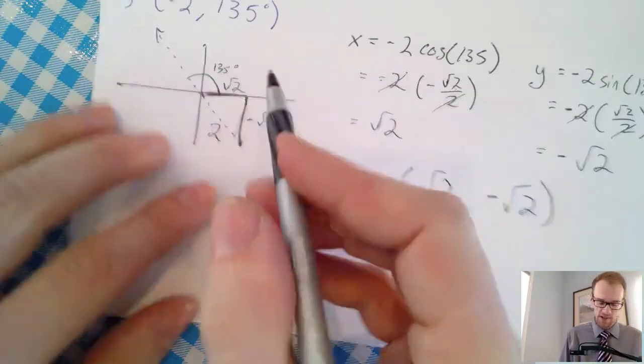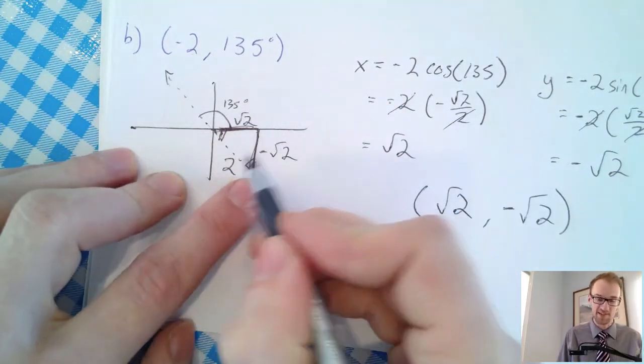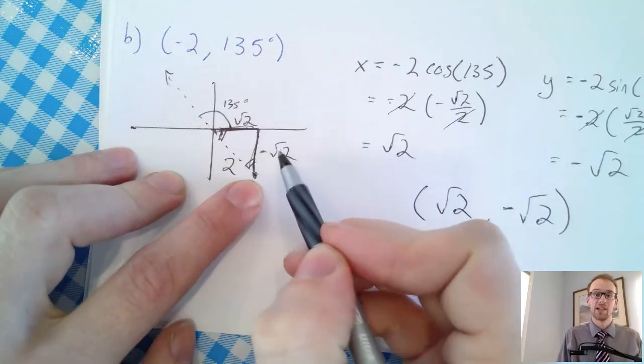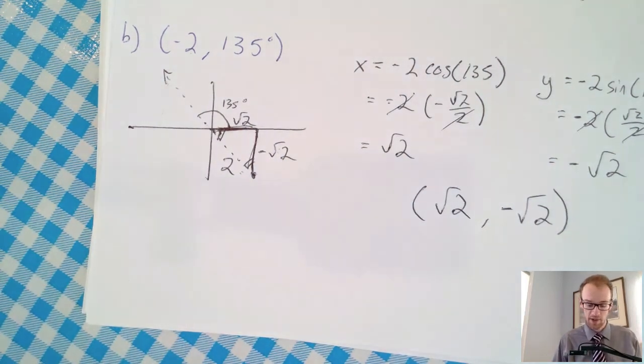Double check here. This is a 45, 45, 90 triangle, right? Special right triangle, and it has the same proportions. The legs are equal, and if you multiply the leg by root 2, you get your hypotenuse there. Okay. There you go.